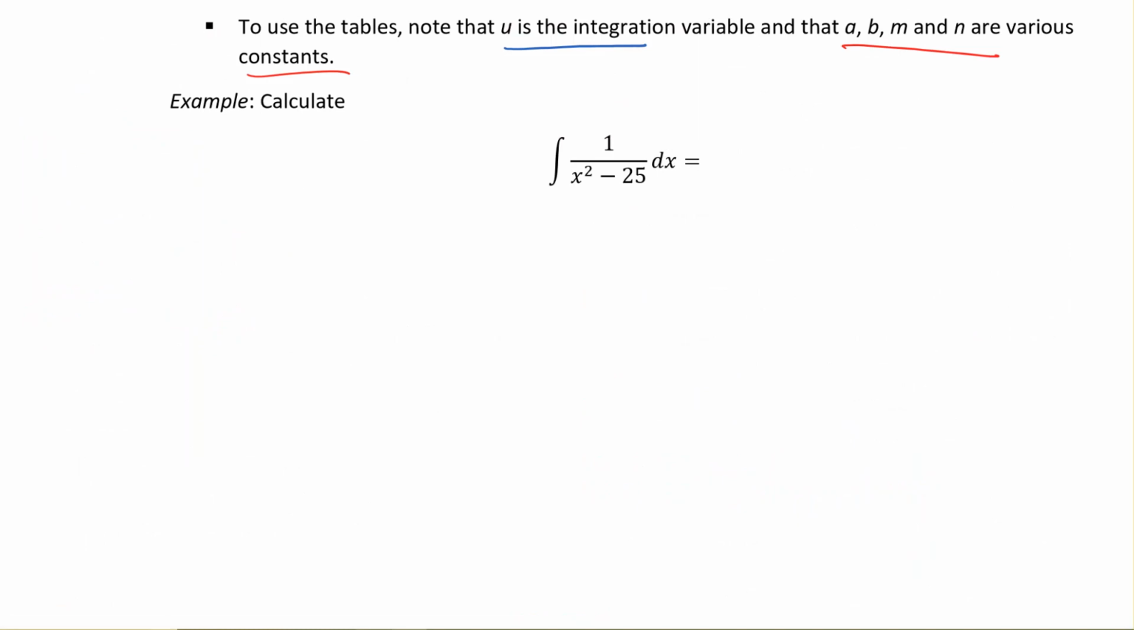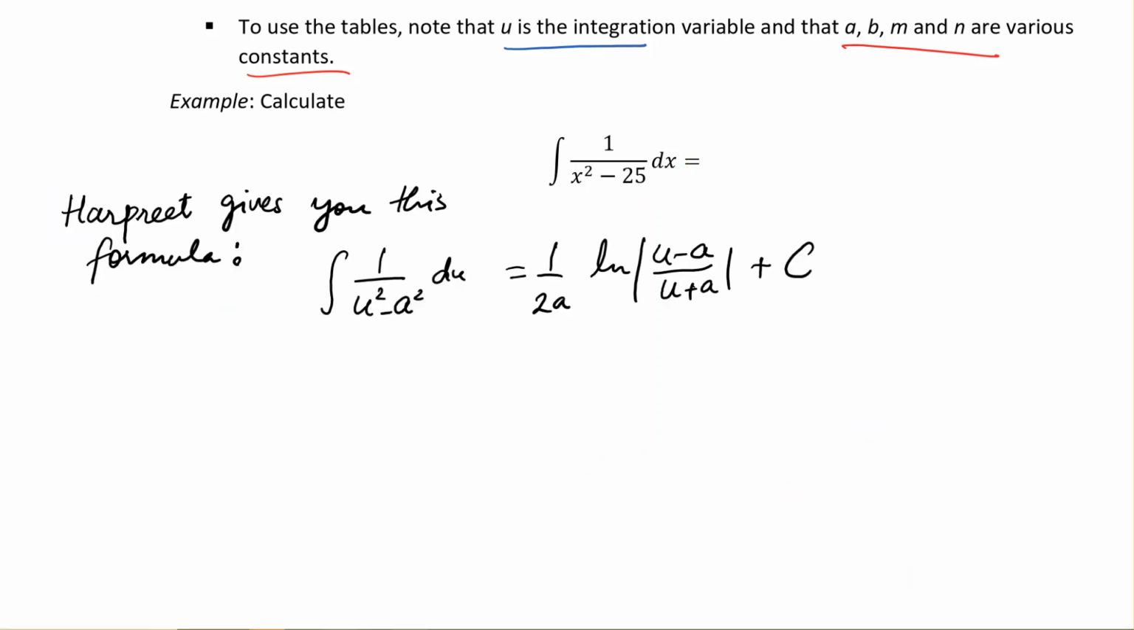So let's take a look at this example. Integral of 1 over x squared minus 25 dx. And let's say I give you this formula: integral of 1 over u squared minus a squared du equals 1 over 2a ln of the modulus of u minus a over u plus a, plus c. If I give you this formula, you can recognize that the given integral is of the form 1 over x squared minus some constant squared, which is applicable to this form. So we can just write our final solution in one step.